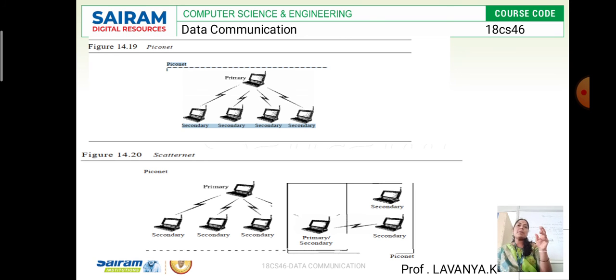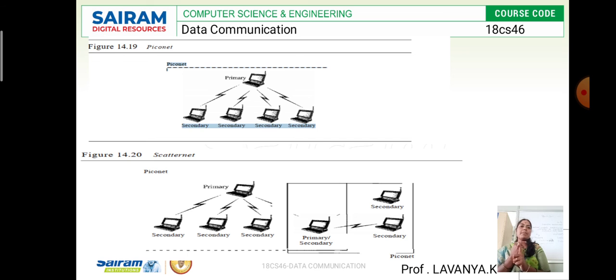Then the maximum number of devices that can be paired or connected is 2 to the power of 3, that is 8 nodes. So 8 devices can be used for establishing the piconet structure.